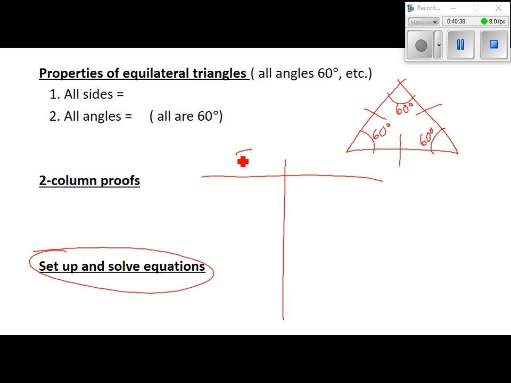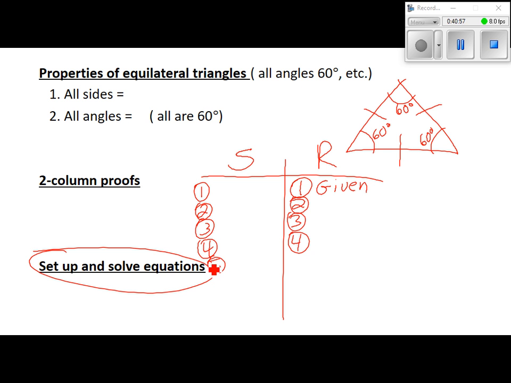First column's called what? Second column? What's your first reason 99.9% of the time going to be? Given. And what does it mean not given? If I'm doing this two column proof, I get down here to number 4 and it says some triangle is congruent to some other triangle. What's my reason over here going to be?